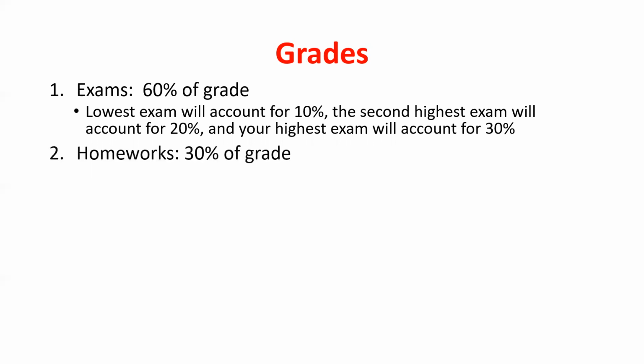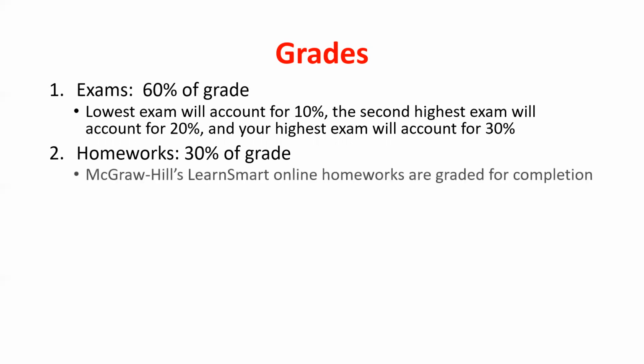Okay. So the homeworks, right? That's kind of the next category. We'll have 3 different types of homeworks. They count for a total of 30%. So 3 different types. Each type counts for 10% of your overall grade, adding up to 30. Right? So the first ones that we're going to have are these Learn Smarts, right?